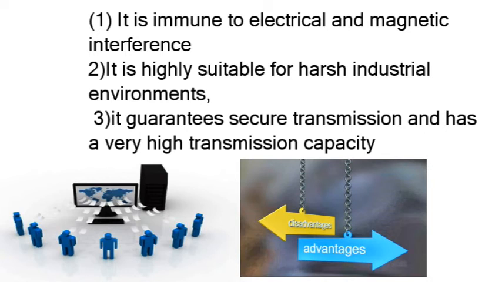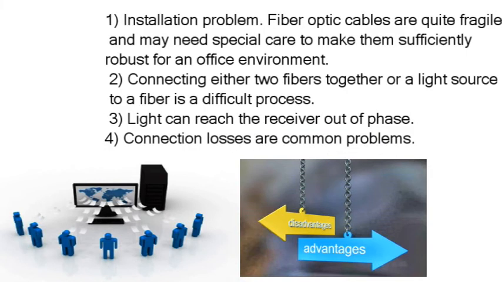Next, what are the disadvantages? Installation problem: fiber optics are quite fragile and may need special care. Connecting either two fibers together or a light source to a fiber is a difficult process. Light can reach the receiver out of phase. Connection loss is a common problem. Fiber optic cables are difficult to solder. They are the most expensive type of cable. But these are the most used types of cable.